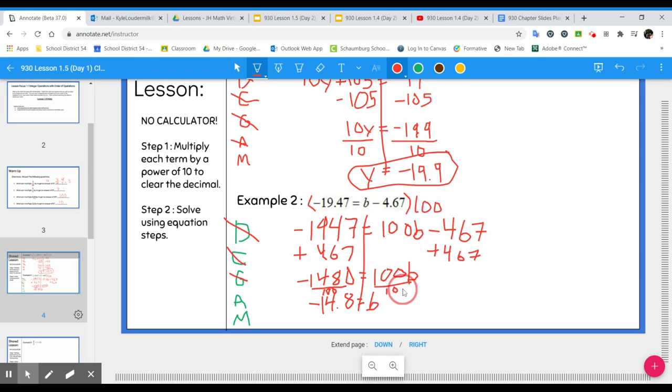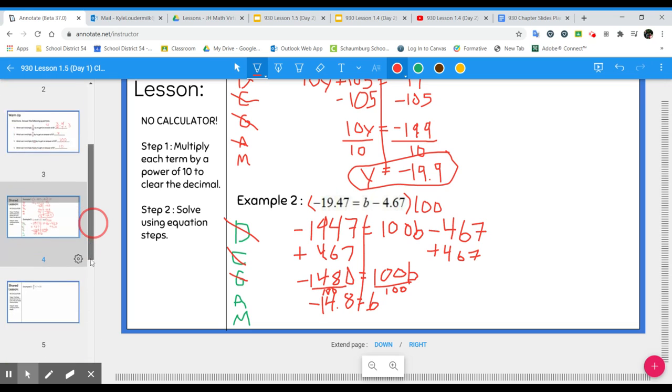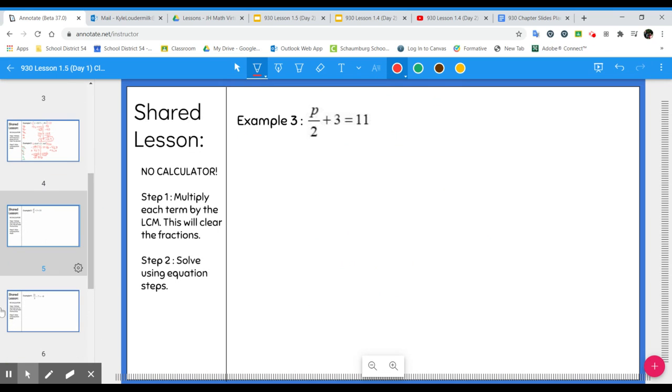And the nice thing about clearing the fraction, or clearing the decimal, was once I got rid of it in the beginning, it didn't show up again until the end. So I could just deal with integers until the very end, and I divided by a nice 100, so it was nice and easy. We're going to move on to fractions now. So what do I do with fractions?